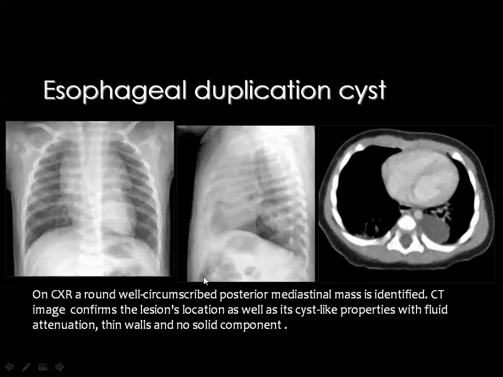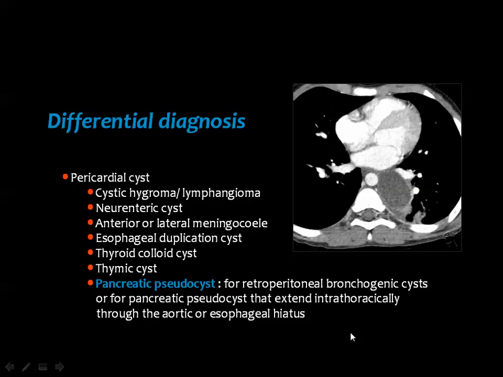Another example, by plain film, you can see a shadow in the posterior mediastinum. This has a lot of differential diagnoses, including neurogenic tumors and so on. But by CT or by ultrasound, whenever you see the cystic nature of the lesion, you know that this is an esophageal duplication cyst.